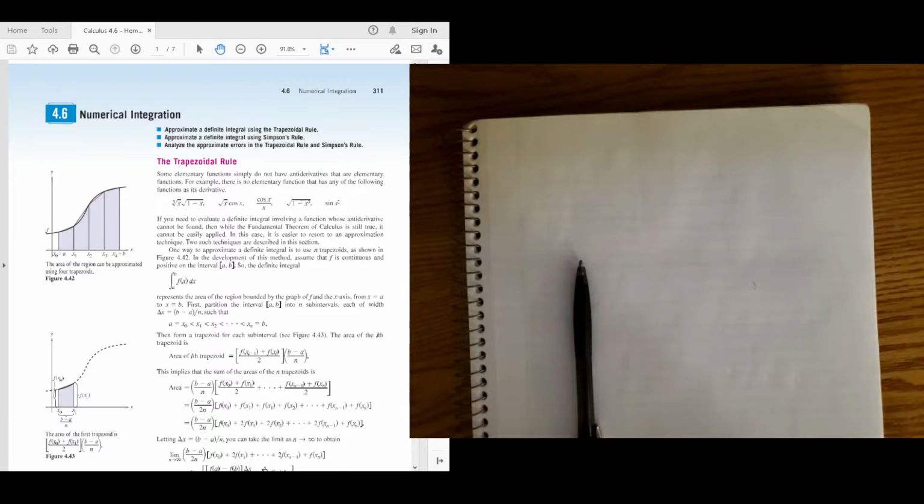Good morning. Happy Monday. Wanted to go through our next section, just get it started. We'll go through the second piece tomorrow in class, so make sure you watch the video. So there we go. Today we're going to be talking about the trapezoid and Simpson's rule.